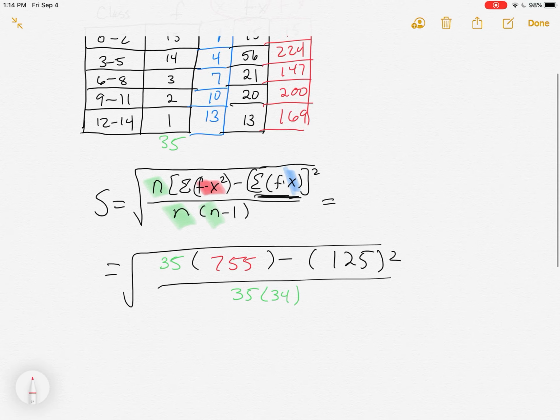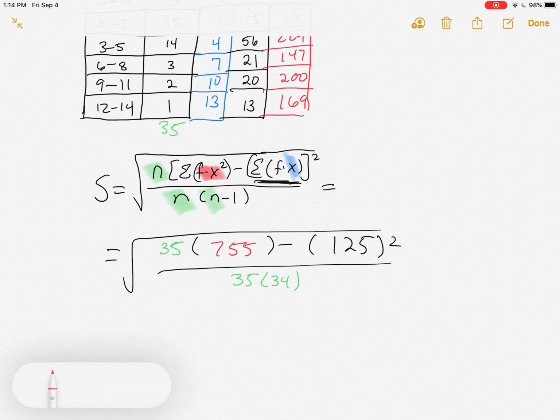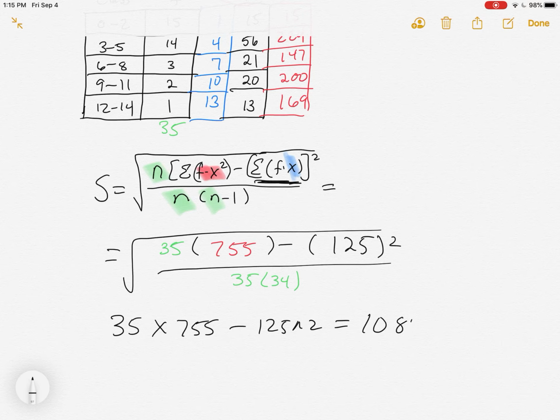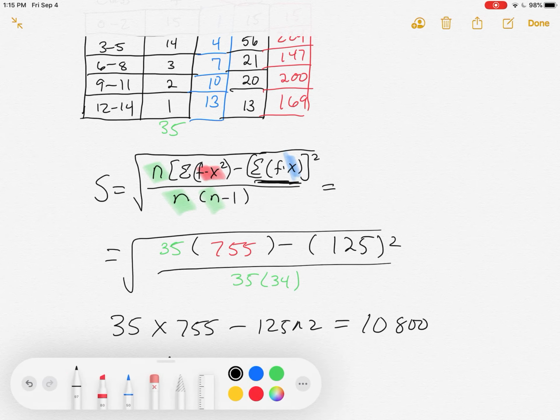Now the rest is just following the calculation. Remember how we're going to put it in. I'll write it again. 35 times 755 minus 125 to the second power equals. And I'm looking at the number 10,800. Then we're going to hit divide by. And remember, I'll put it in red.